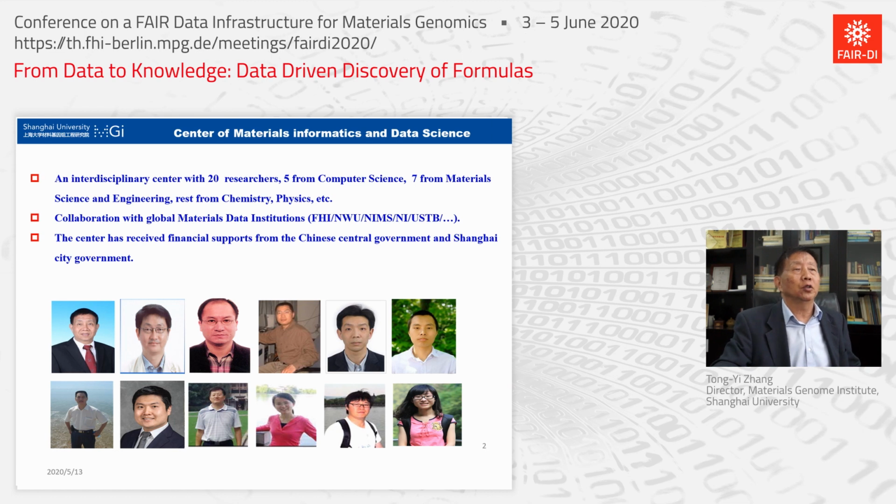Further, I would like to introduce the Center of Materials Informatics and Data Science. This is really an interdisciplinary center with about 20 researchers, 5 from computer science, 7 from material science and engineering, and the rest from chemistry, physics, and so on. We have a very wide collaboration with the global materials data institutions. The center has received a lot of financial support from the Chinese central government and the Shanghai city government as well.